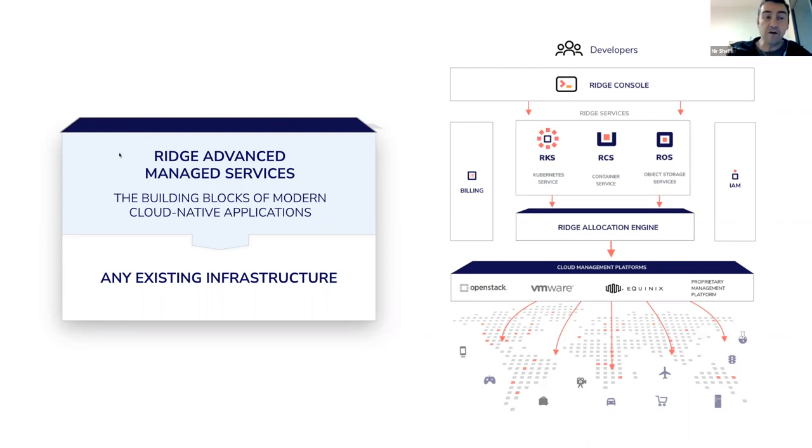All this works on top of any underlying physics. Ridge doesn't own anything. We use amazing data centers and telcos that are already out there. That's why we can scale endless public or private regions.